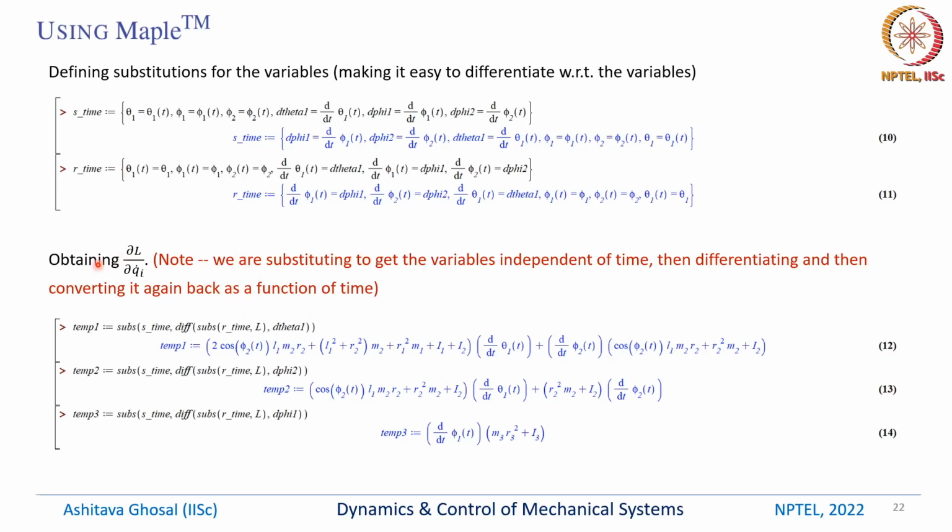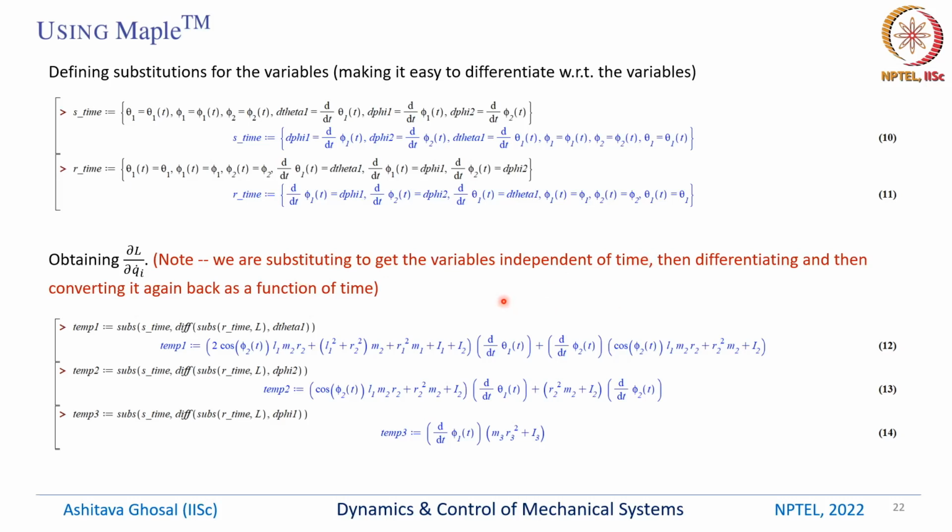Then once we obtain the Lagrangian, we can take the derivatives with respect to qi dot. Note again, we are substituting to get the variables independent of time. We want to differentiate the Lagrangian with respect to qi dot.